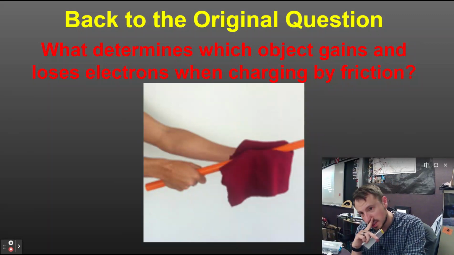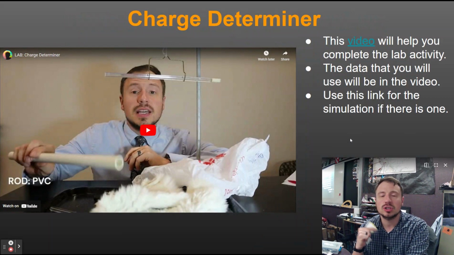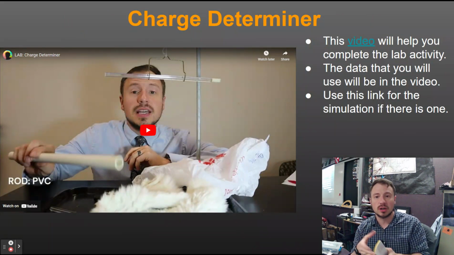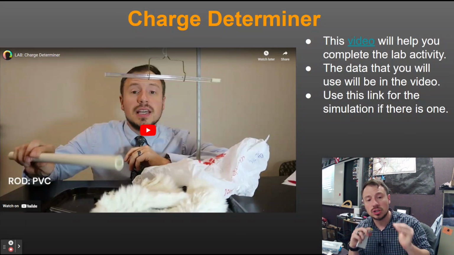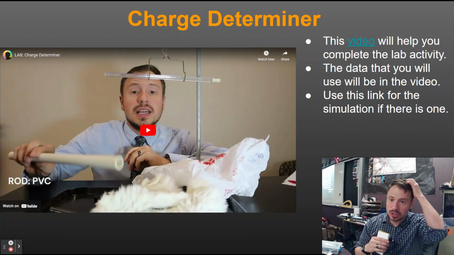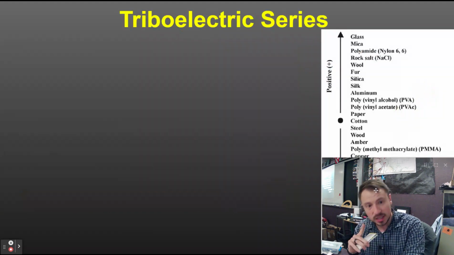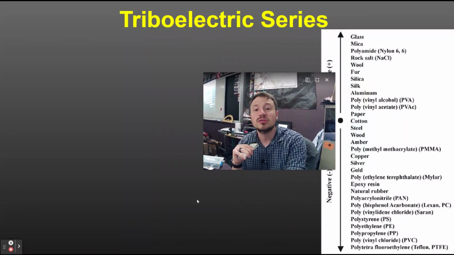So what determines which object gains and loses electrons when charging by friction? We did this lab, it's called Charge Determiner Lab, where we were rubbing 3 different types of rods with 3 different materials, and we had a negatively charged rod in the stirrups, and we were going to see if it attracted or repelled. Based on that, we could tell what the charge on that rod is, and which way those electrons went. The whole idea behind this was to look at the triboelectric series.